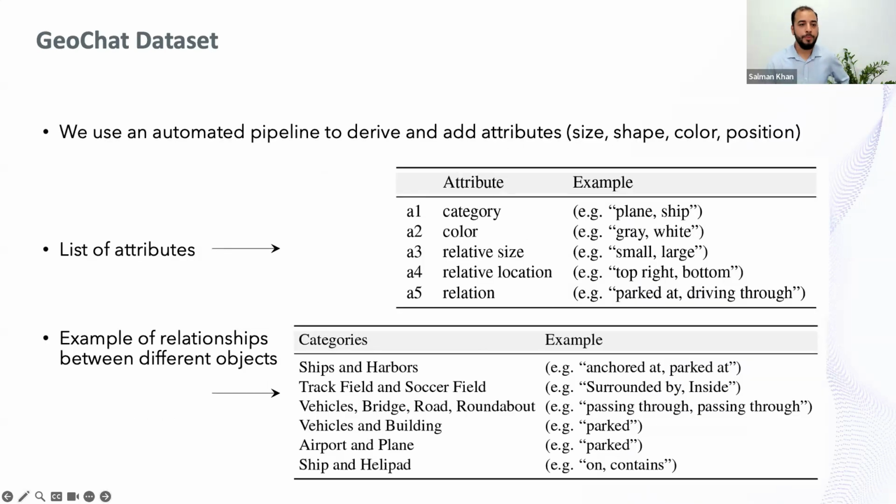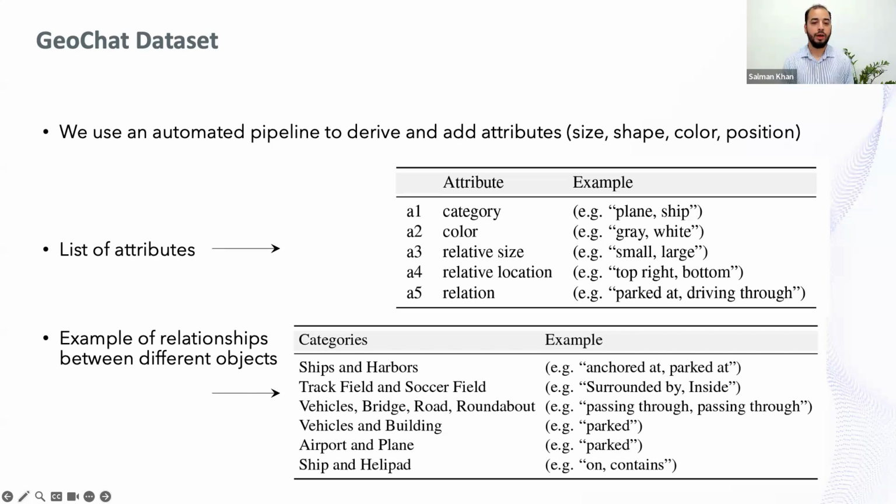All right, in this case, we develop an automated pipeline to derive and add certain attributes which are very important for remote sensing imagery. We want to have information about the relative size of different objects, their shape, their color information, and their position. So, are they located at the center of the image, or at the periphery of the image, and so on. All of this information is obtained by a semi-automated pipeline where we design certain rules to associate certain categories.